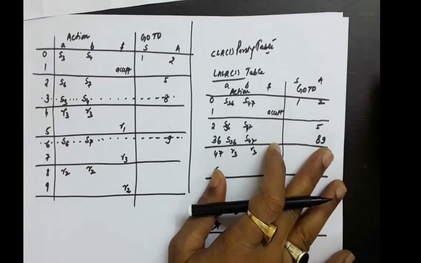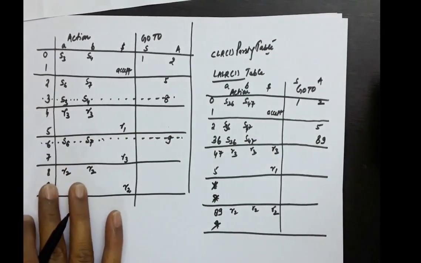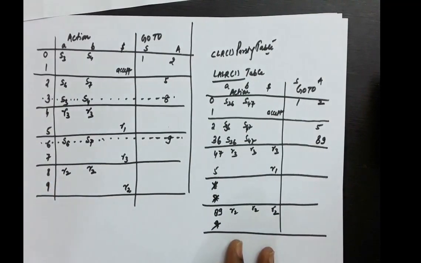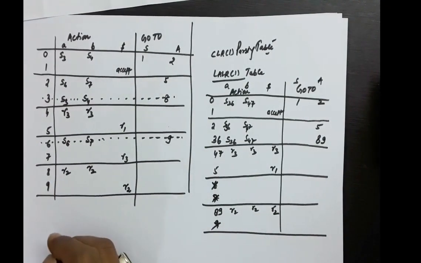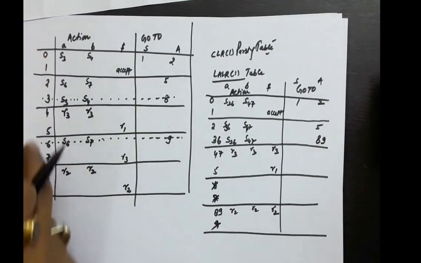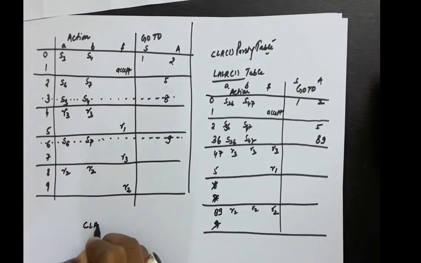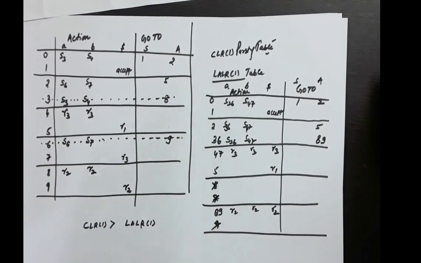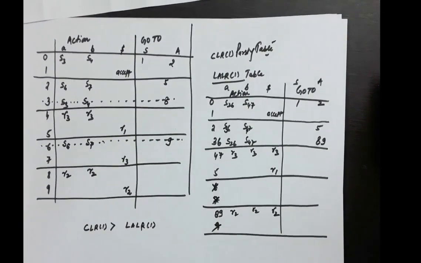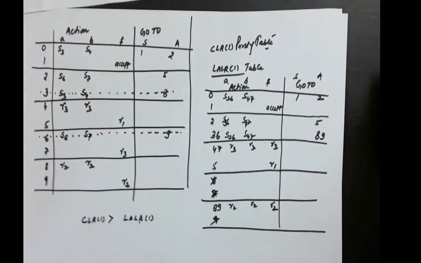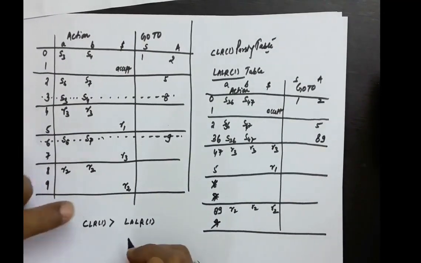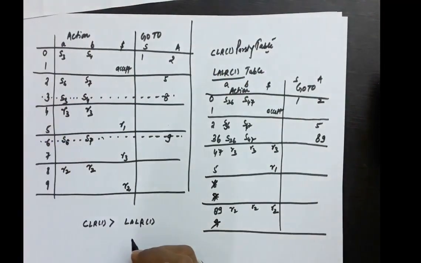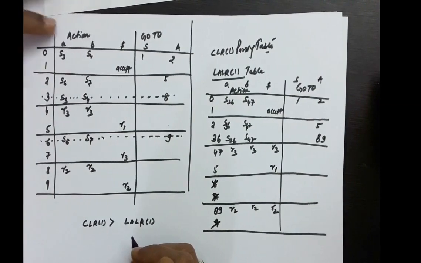So this is the LALR1 parsing table. This was the CLR1 parsing table, and this is the look ahead LR1 parsing table. It can clearly be observed that the number of states in the CLR1 parsing table is more than in the LALR1 parsing table. But this may be the case only with this example. For other examples, it may not be the same.